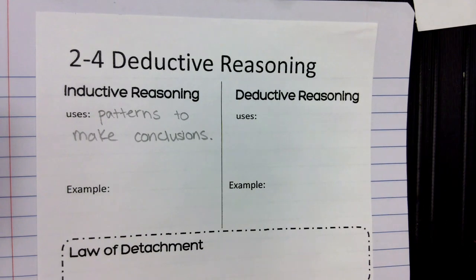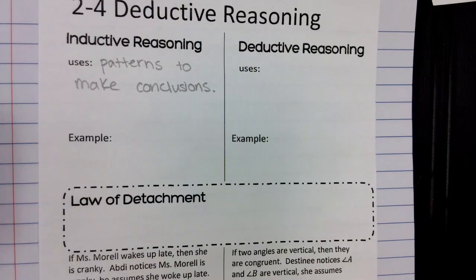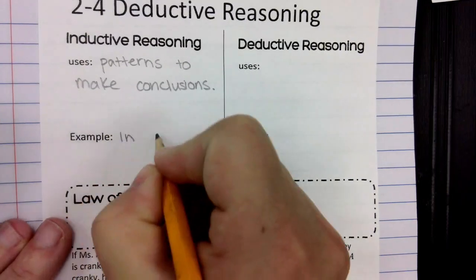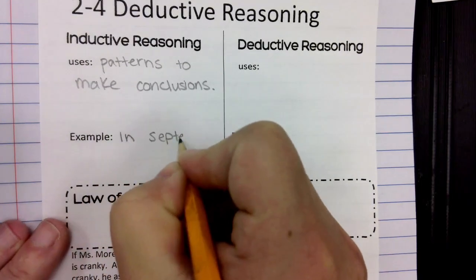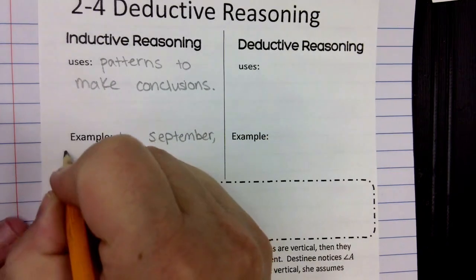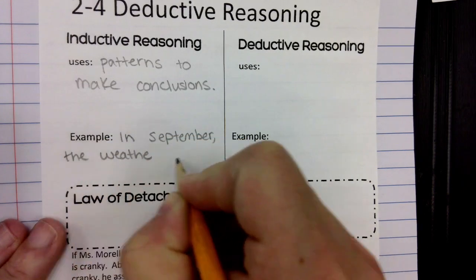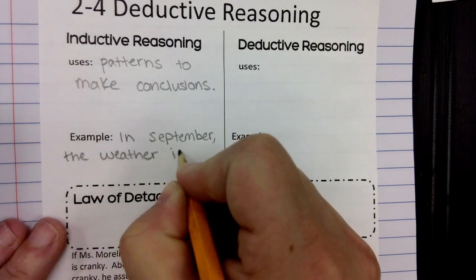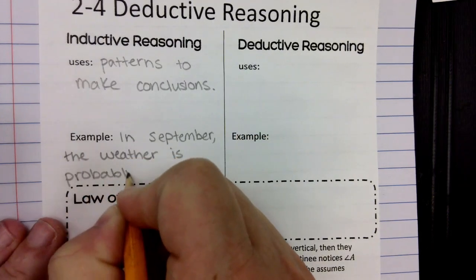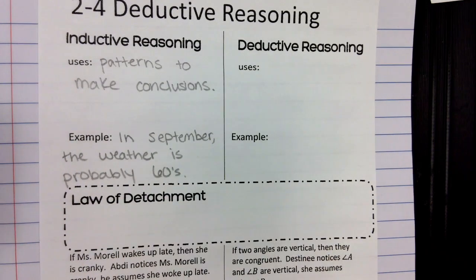All right, so for example, in September, the weather is probably 60s. Or in October. It's almost October, I guess. Okay, so we use those patterns to make conclusions.